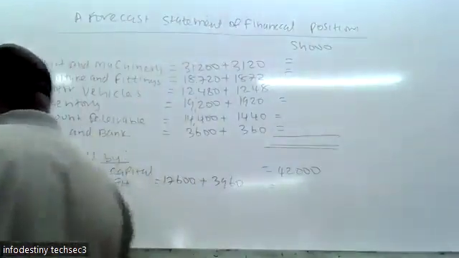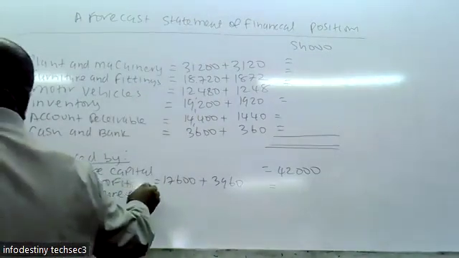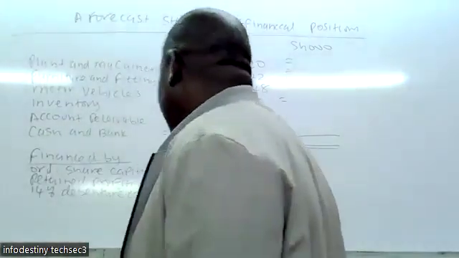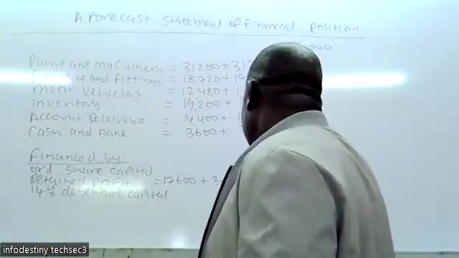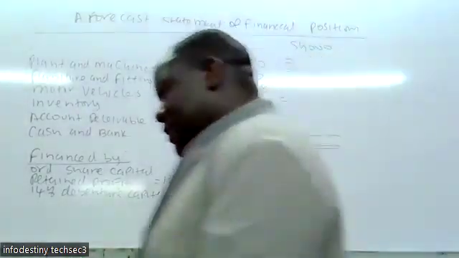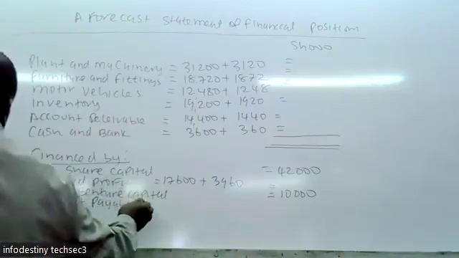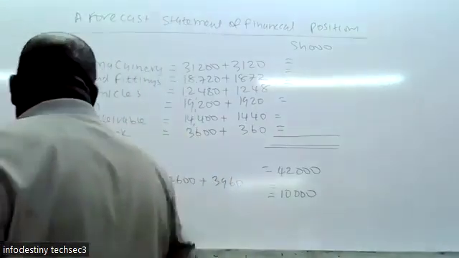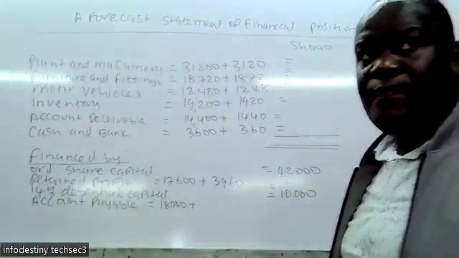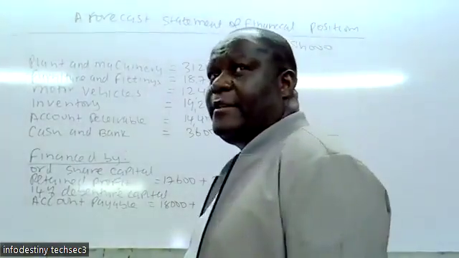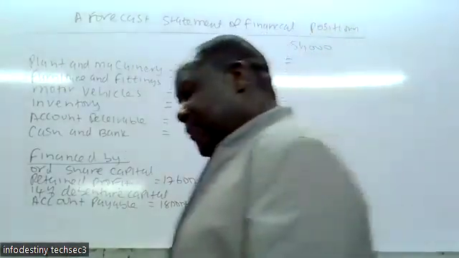The next one is 14% debenture capital. So this one is not changing, it remains the same. How much was it? It is 10 million. Apart from that, the next one is account payable. So account payable, you take 18 plus the increase. Increase was how much? 18. The next one is accrued expenses.